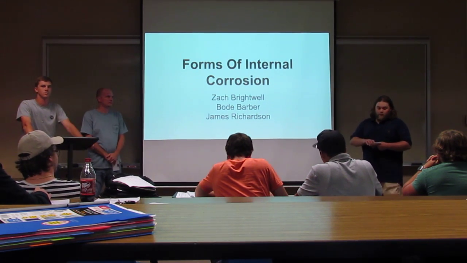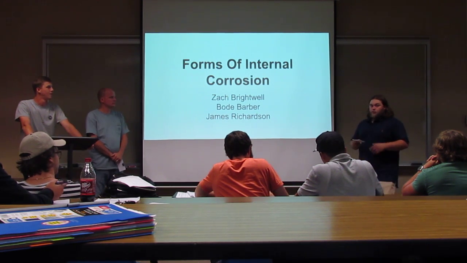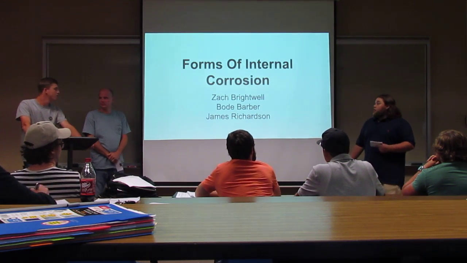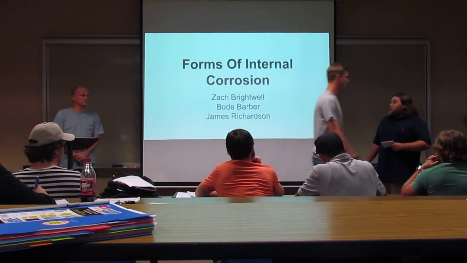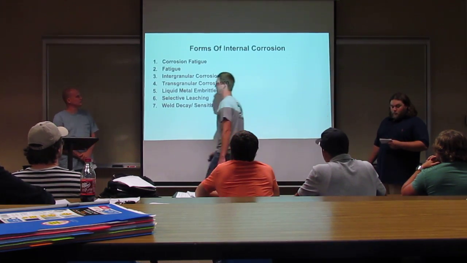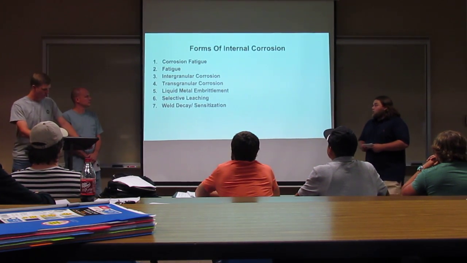Today we're going to be going over some of the forms of internal corrosion. The forms we're going to cover today are corrosion fatigue, intergranular corrosion, transgranular corrosion, liquid metal embrittlement, selective leaching, and wood decay.